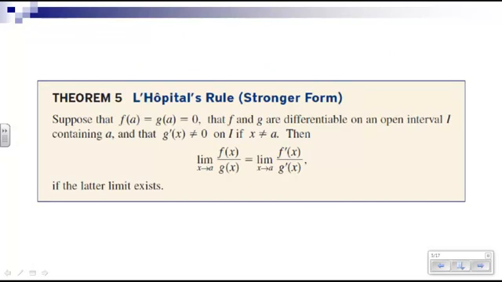Part 2 of L'Hopital's rule. The first L'Hopital rule I gave you said if you see something in the indeterminate form 0 over 0, this form says, what does it say? What does it say?